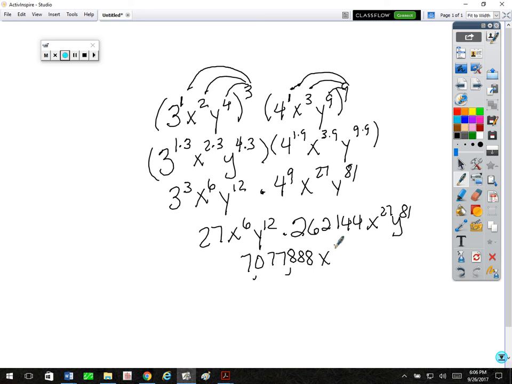6 plus 27 is x to the 33rd power. Y and a y, 12 and 81 is 93. Ooh, that was a very big number. You guys deserve a hand if you got that one right. That's an awesome job. Okay?